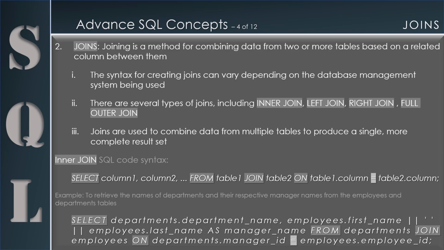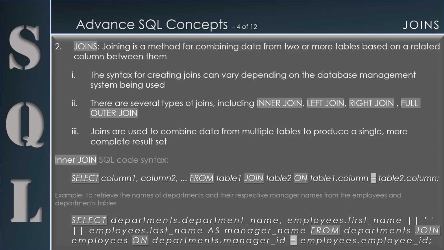Exploring the advanced SQL concepts further, the second thing in line is joins. Joins, as mentioned earlier, are a method of combining data from two or more tables based on a related column between them. The syntax can be very simplified or created in a very complex manner, so it really depends on the database management system being used. But there are several types of joins, including inner join, left join, right join, and full outer join. Depending on the need, you use these joins accordingly.